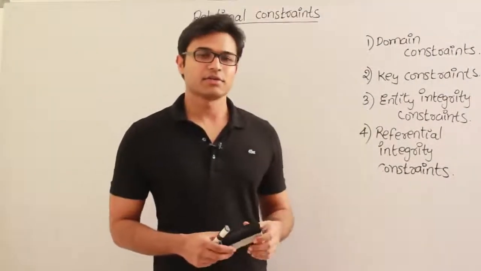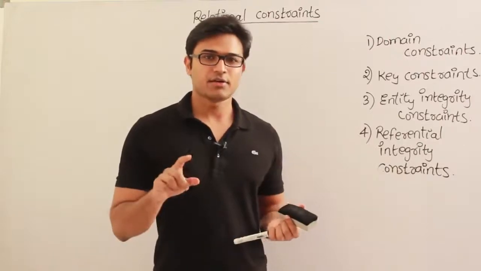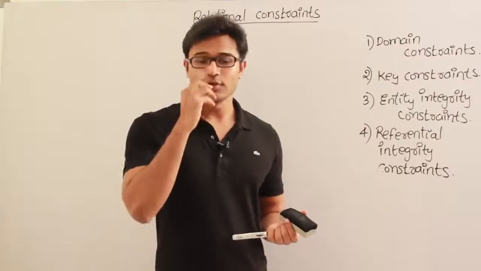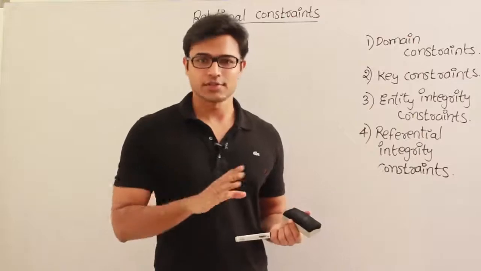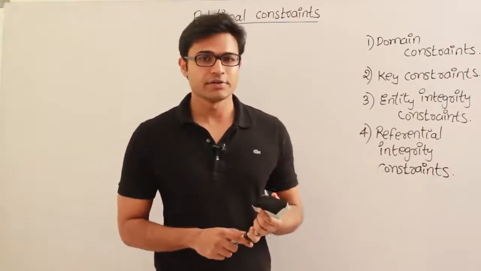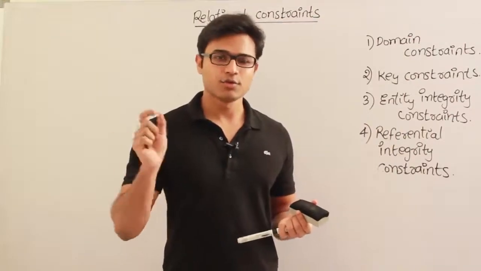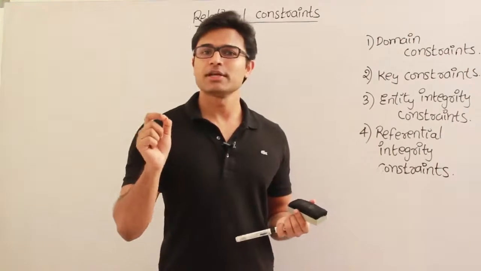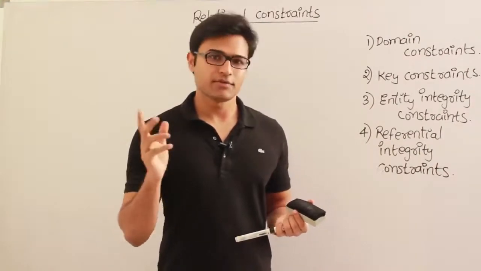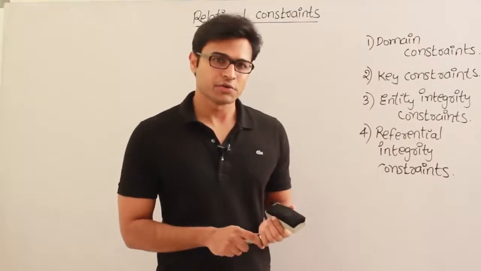Key constraints are actually uniqueness constraints, in the sense that they make sure that no two tuples are going to have the same values in all the attributes, right? So already we know that a relation is by definition a set. Therefore, no two tuples in a relation are supposed to have the same values. That we already know, right? Now, how do we ensure it?